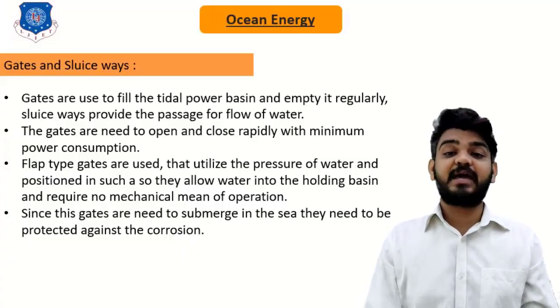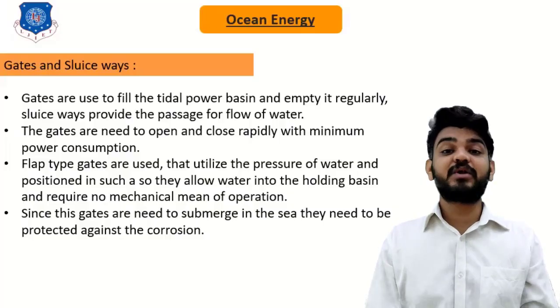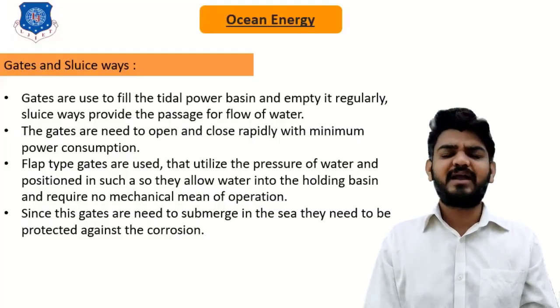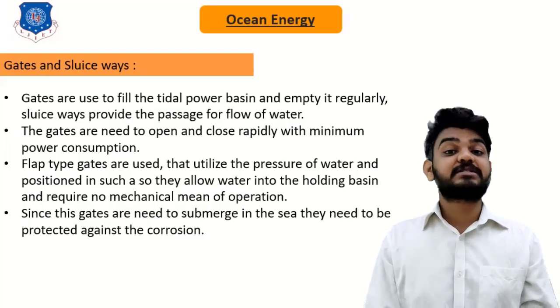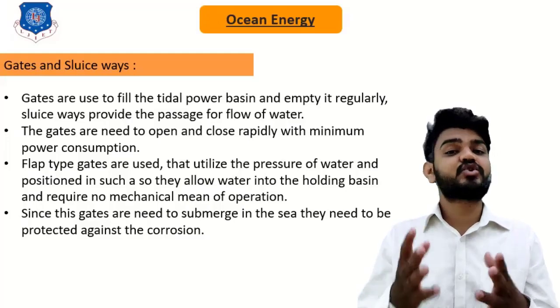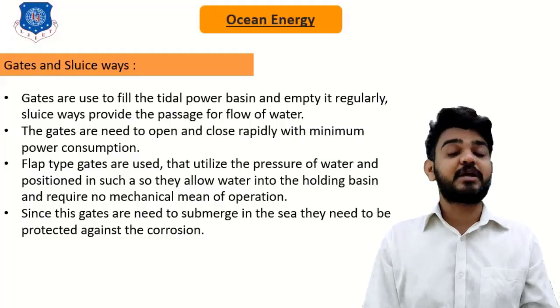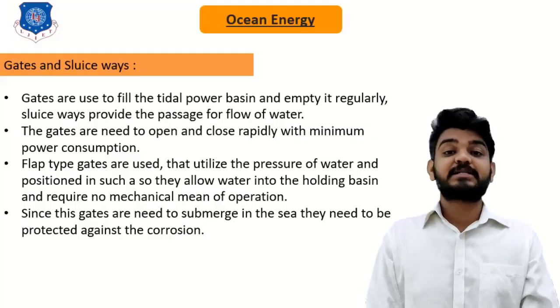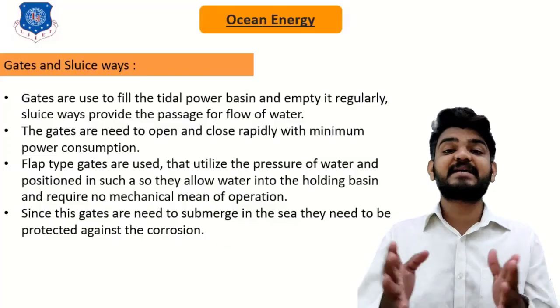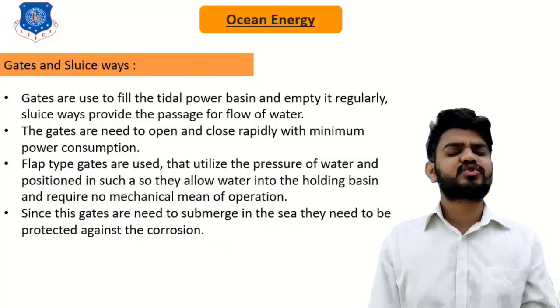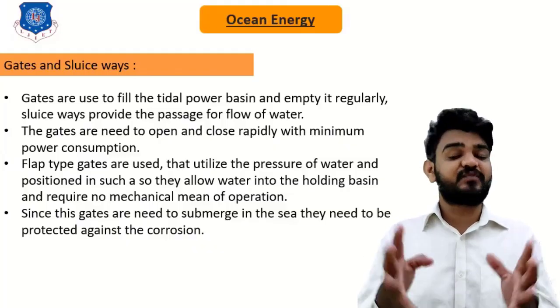So by means of gates, we can always control the flow of water, so these gates need to be very rapid in action and consume less power. Well, these gates are always submerged in ocean water, so we must provide protection from corrosion. The sluiceway provides a passage for water to flow, so that we can facilitate the water of the ocean or basin through this sluiceway.